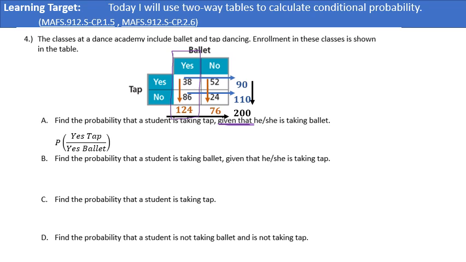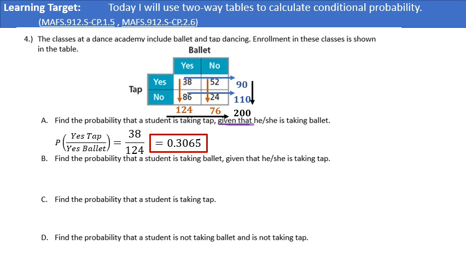How many people are taking tap? So yes to tap. 38. 38 over 124. Grab your calculator. Beep, boop, boop, boop, beep, boop, boop, boop. 0.3065, and we're good. Does that make sense? All right, let's look at B. All right, I'll erase this stuff.